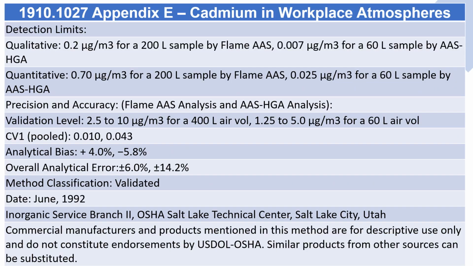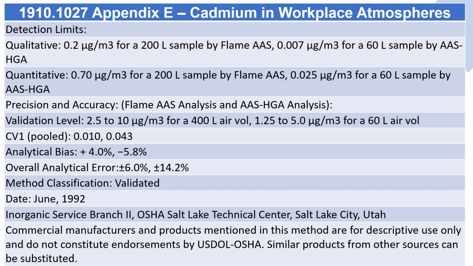Detection limits: qualitative, 0.2 micrograms per cubic meter for a 200 L sample by flame AAS, 0.007 micrograms per cubic meter for a 60 L sample by AAS-HGA. Quantitative, 0.70 micrograms per cubic meter for a 200 L sample by flame AAS, 0.025 micrograms per cubic meter for a 60 L sample by AAS-HGA.